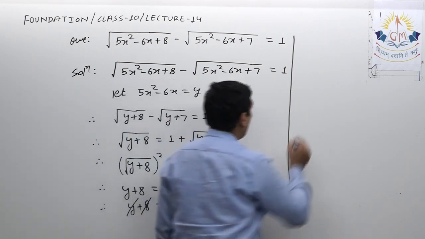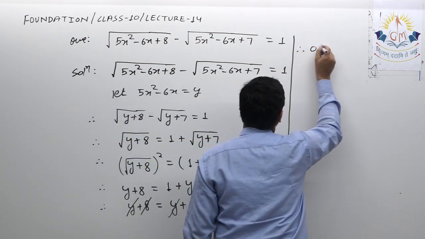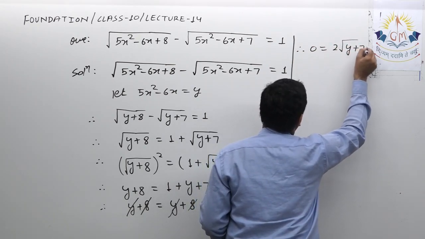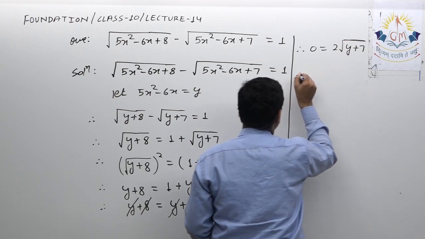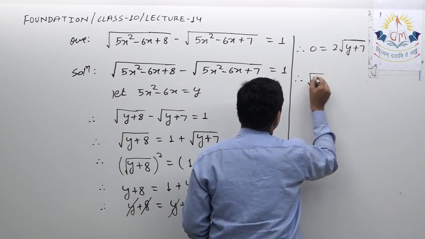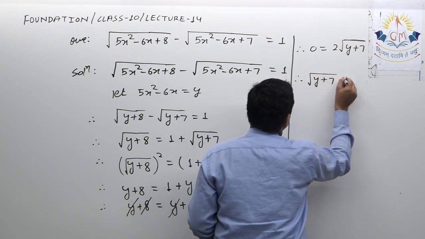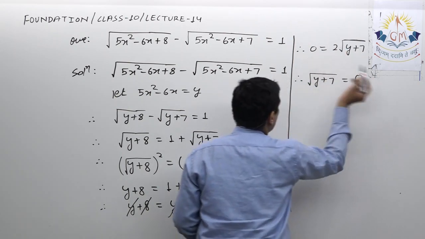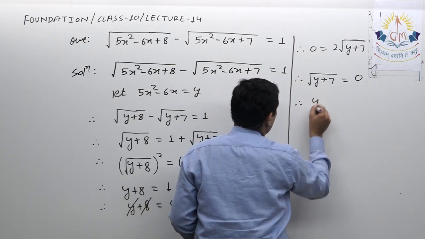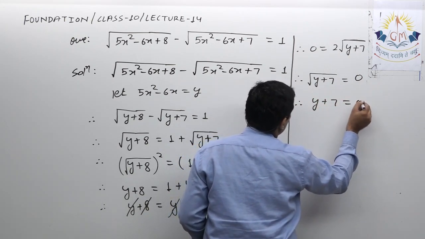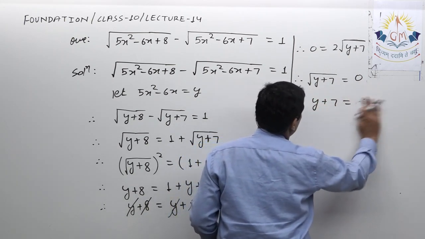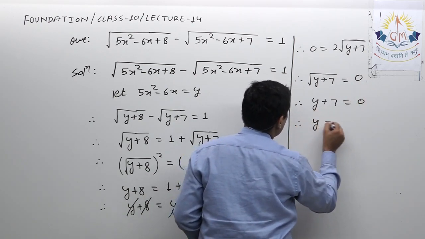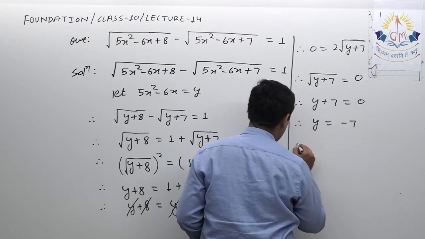So what I will get over here, 0 is equal to 2 root of y plus 7. Therefore I can say root of y plus 7 is equal to 0. Okay, 2 will come over here, 0 upon 2 it will remain 0 only. Therefore y plus 7 is equal to 0. Again I can say squaring both sides gives me y plus 7 equal to 0. So ultimately y is equal to minus 7.